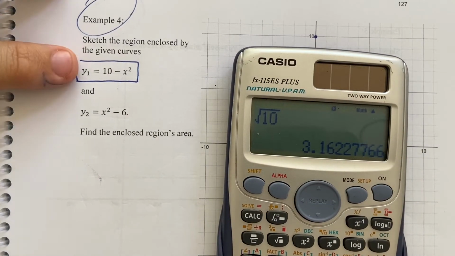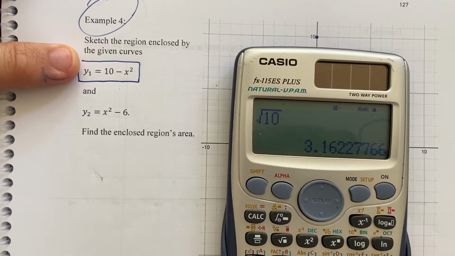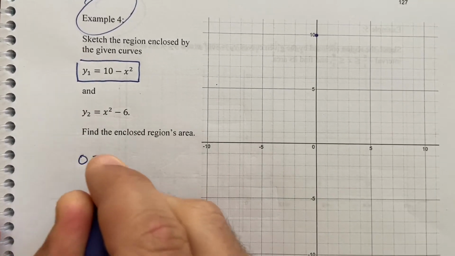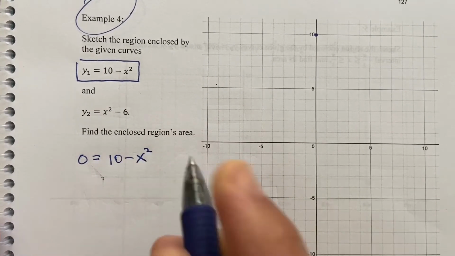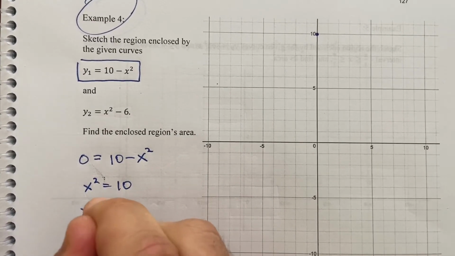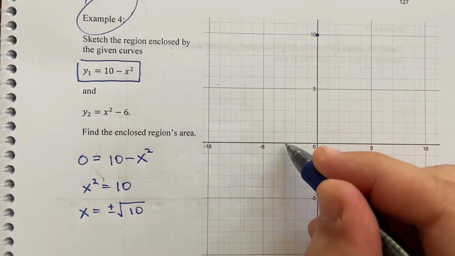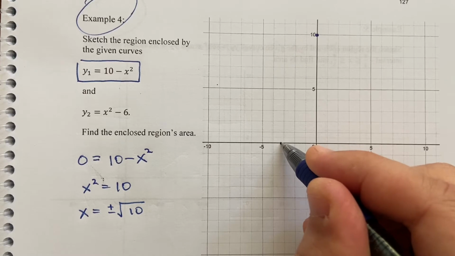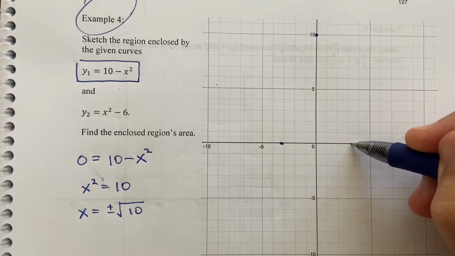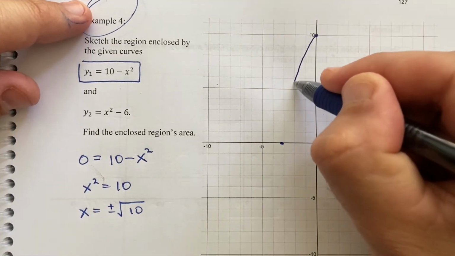Right, if you set this equal to 0 and do all that fun stuff of solving this. Right, so what I'm doing there is imagining 0 equals 10 minus x squared. Then x squared equals 10. So x would equal plus and minus root 10. In other words, over here, at a little more than negative 3, we'll have an intercept. And then over here, a little more than positive 3, I'll have an intercept. So maybe I'll just draw that.